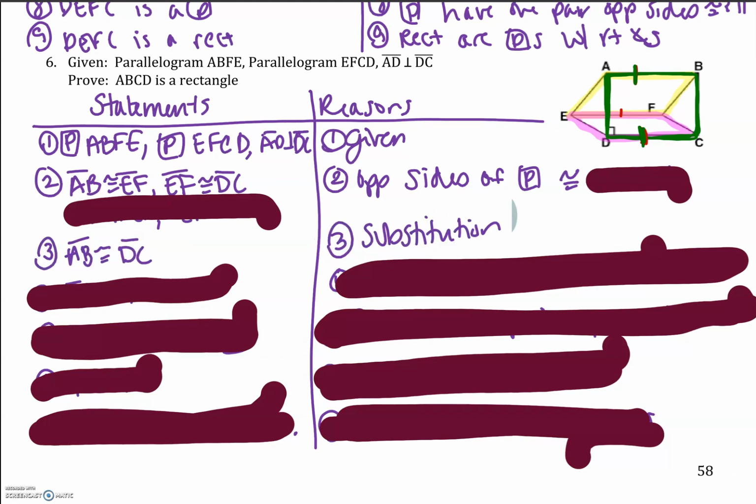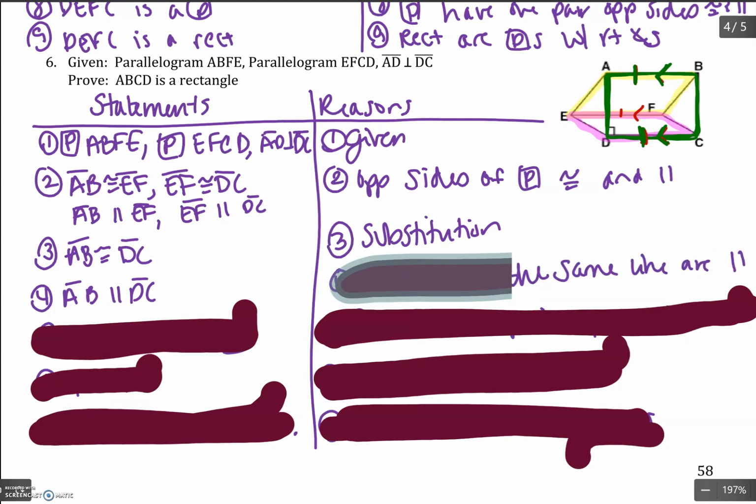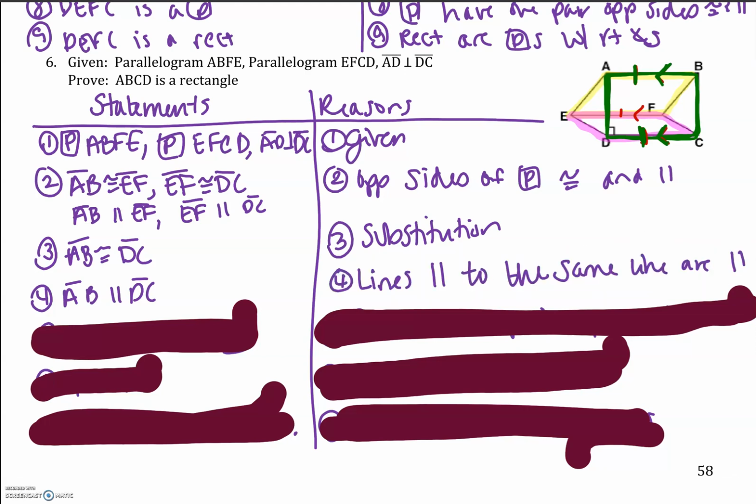Okay, I'm going to do something similar with the fact that the opposite sides are parallel. AB would be parallel to EF, and EF would be parallel to DC. Now, it's not substitution because we're not using equals or congruent, but we can say that AB has to be parallel to DC in the end, because lines that are parallel to the same line are parallel. If AB is parallel to EF and EF is parallel to DC, then AB and DC have to be parallel.